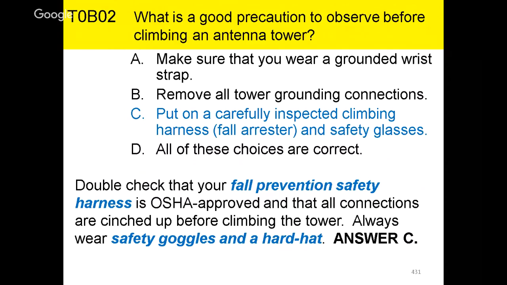Yeah, that's right. And you should always have a bucket handy too, so that whatever tools you need can be safely pulled up to you and lowered back down. It's also a good idea that even those standing below, especially those standing below, wear a hard hat.